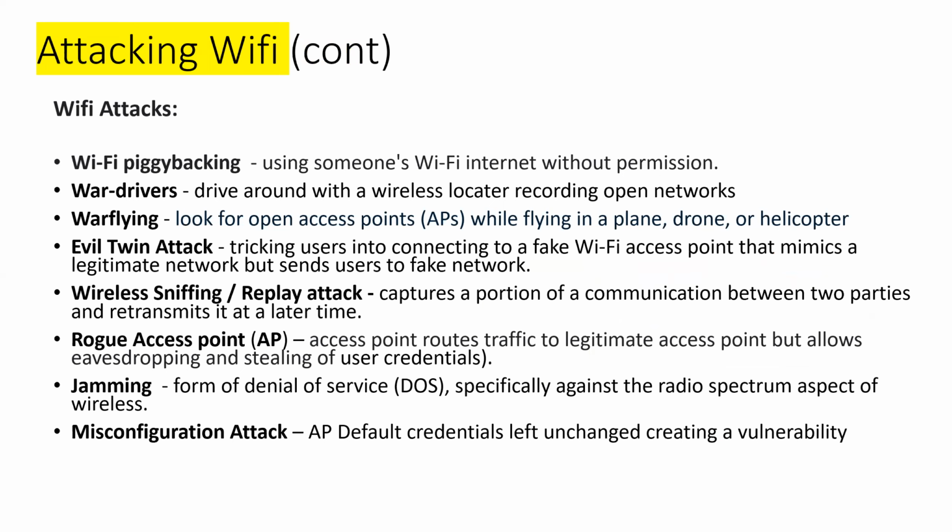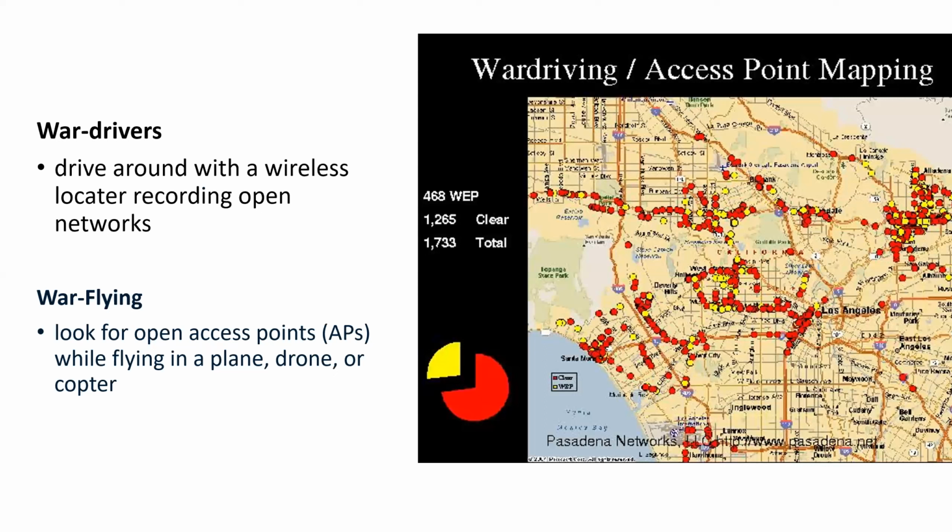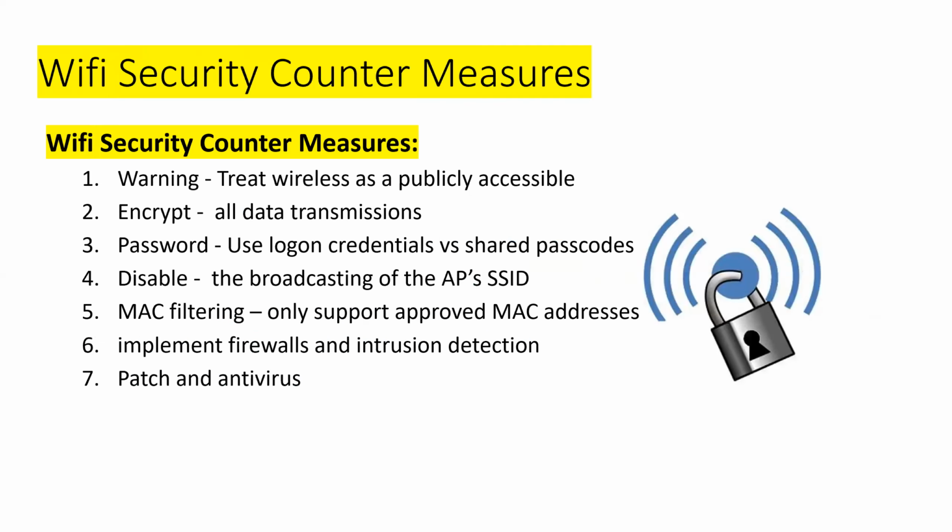You can look at those yourself. And then here's a quick backup chart. We won't go into war driving, but it's simply driving around looking for open access points. And then there's a term called war flying. Same thing, but you're using a plane. You're flying around looking for open access points.